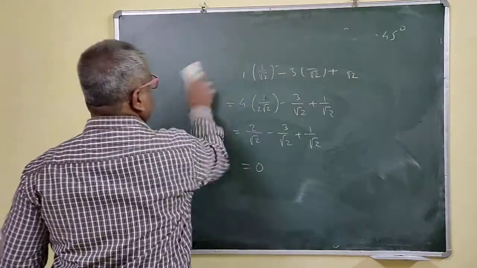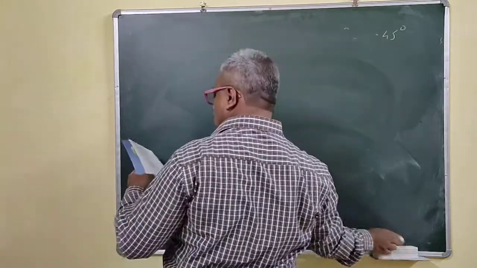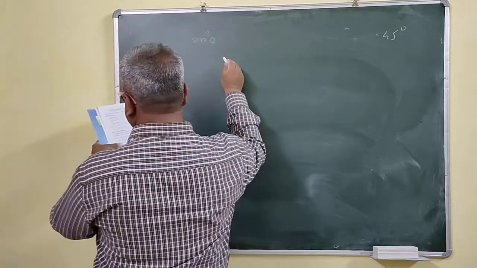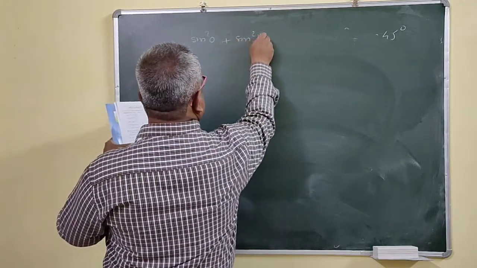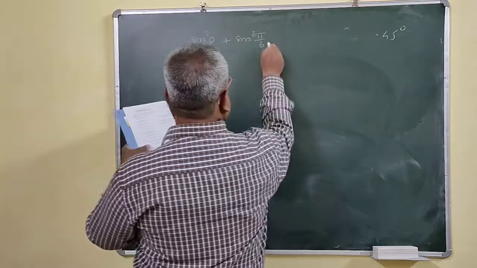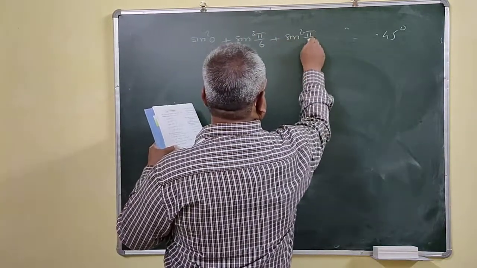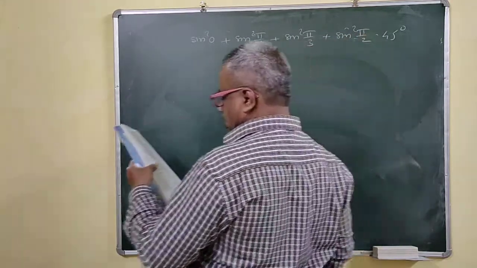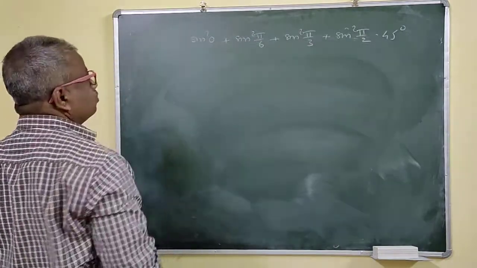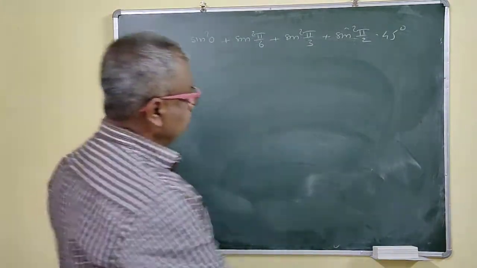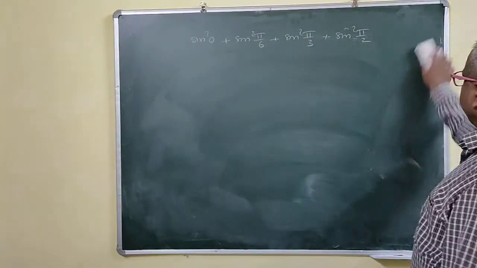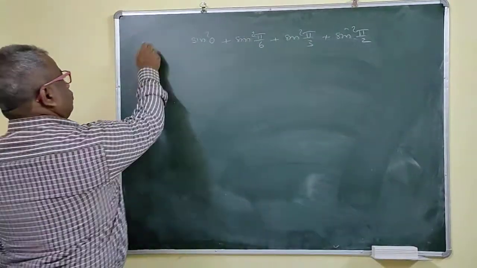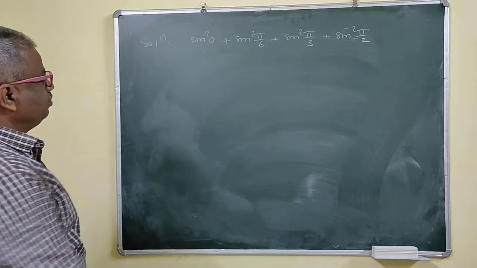Evaluate sine square 0 plus sine square pi by 6 plus sine square pi by 3 plus sine square pi by 2. Okay, we want to evaluate this one. Okay, solution. Write this expression as it is.